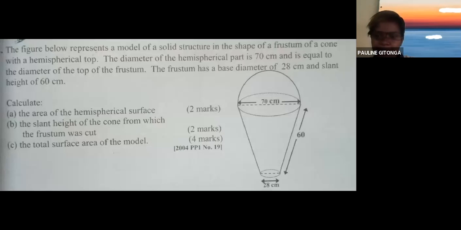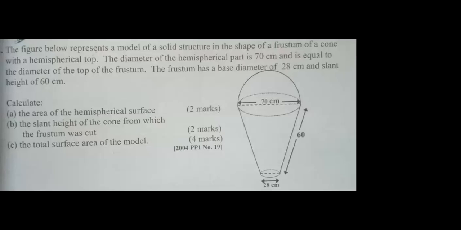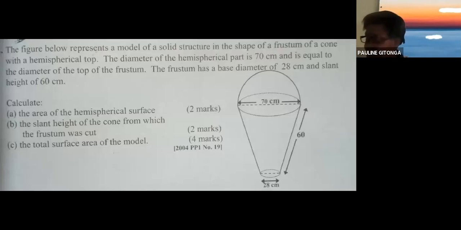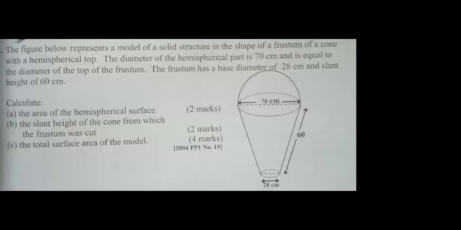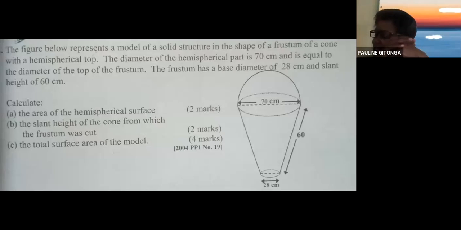Ephraim, you have a question? An answer. I have an answer. Yes, give us. The area of the hemispherical surface is 7,700. The slant height of the cone from which the frustum was cut is 100 centimeters. And the total surface area is 17,556 centimeters squared. Now, what have you done to get the answer?